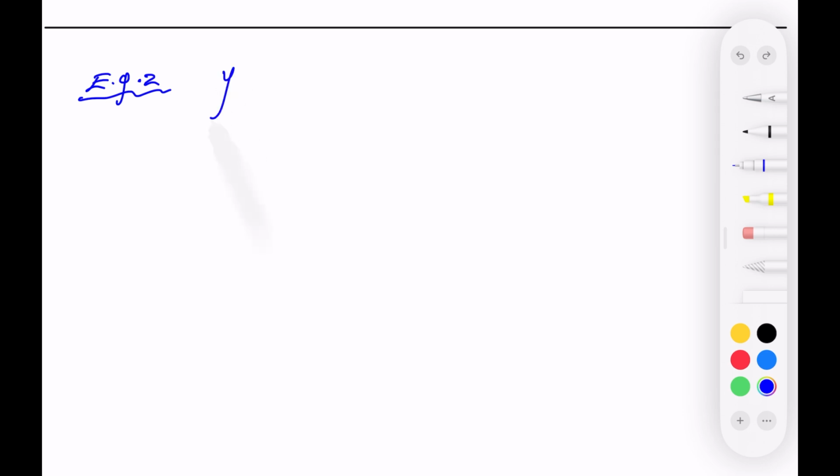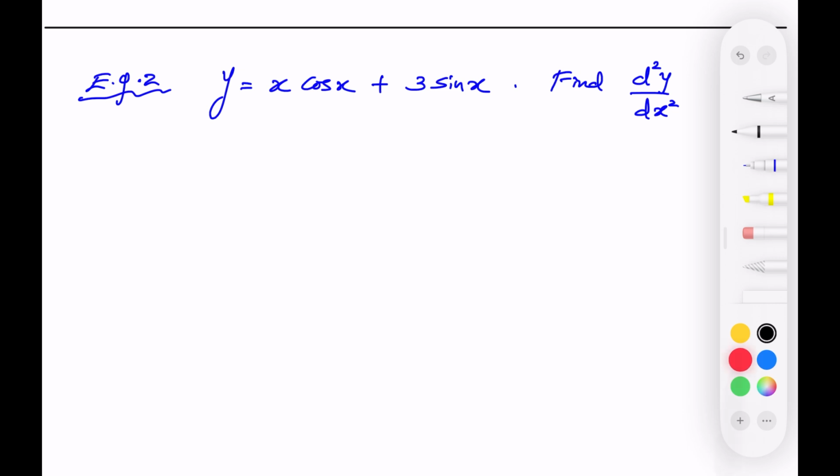We will let y be x times cosine x plus 3 sin x. Find d squared y over dx squared. I need the second derivative of y. Let's first find the first derivative, which is dy by dx. When I need to find dy by dx, first I have to differentiate the x cosine x part. It's a product of two functions of x, which means I must use the product rule of differentiation.